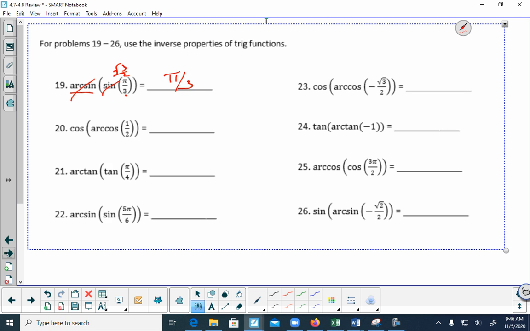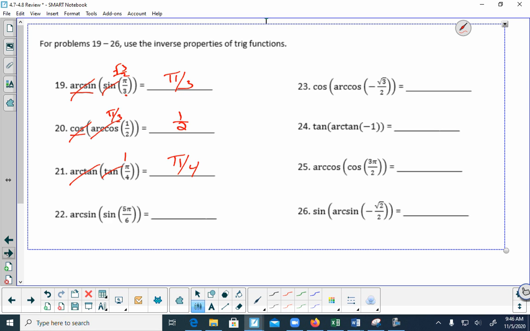So the arc cosine, when is the cosine equal to 1/2? And you're going to say that happens at pi over 3, and that's asking for the cosine of pi over 3, which will be 1/2. Again, they're inverses of each other, so they will simplify. What is the tangent of pi over 4? That's going to be 1. The arc tangent, when is the tangent equal to 1? That's going to be pi over 4. Again, inverses, so they cancel each other out.